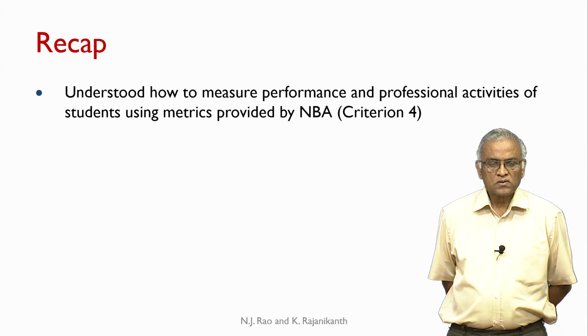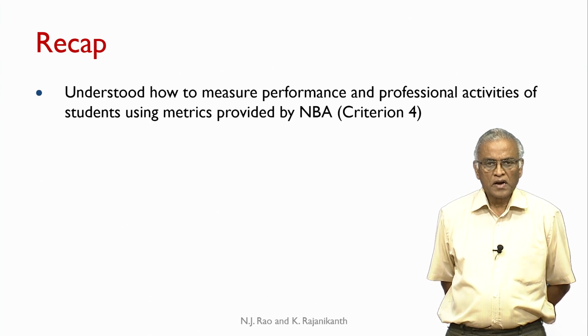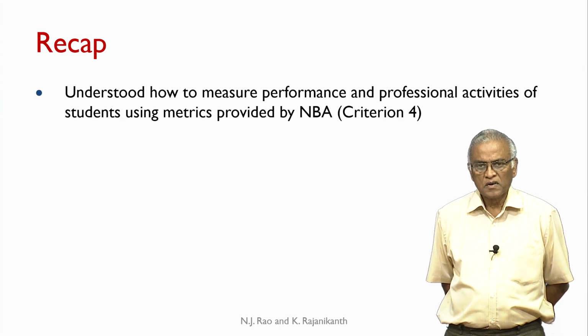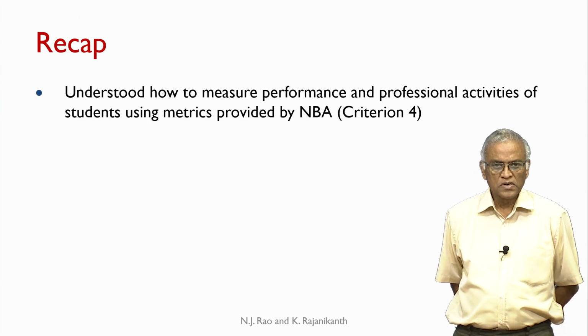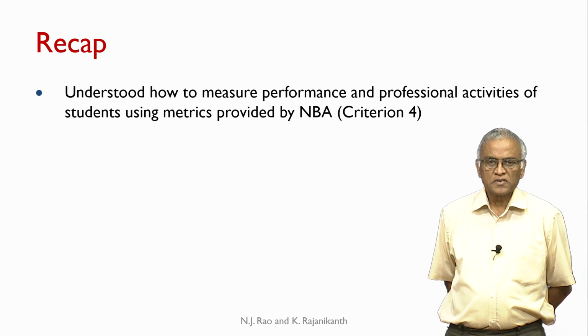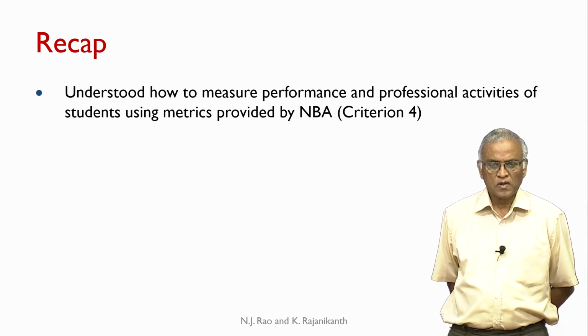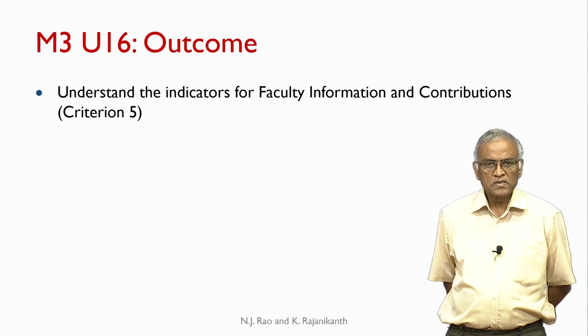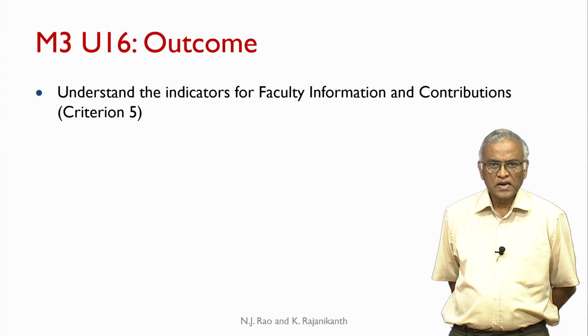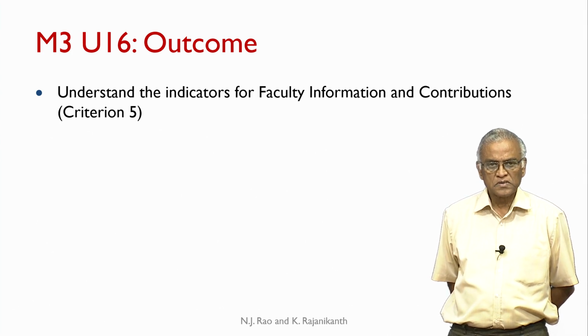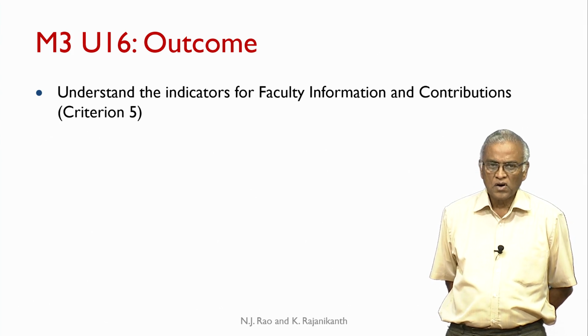In the previous unit, we understood how to measure the performance and professional activities of students using metrics provided by NBA as per Criterion 4. Now, in this unit, our goal is to understand the indicators for faculty information and contributions, which constitutes Criterion 5.